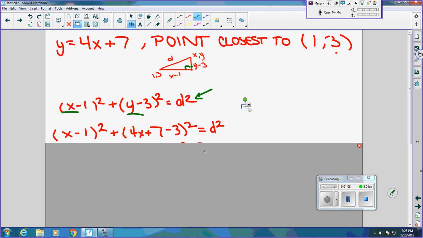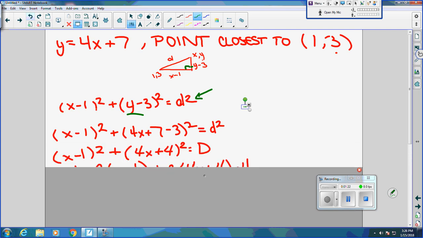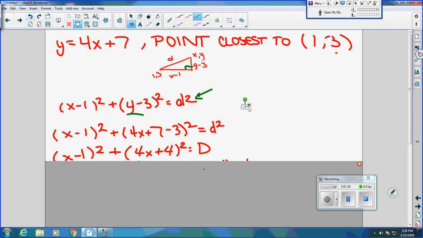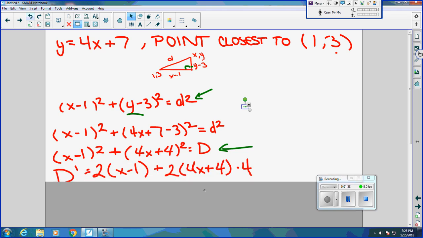Well, we're going to replace y with what? Well, y is equal to 4x plus 7 this time. So we'll replace that. When we do that now, we have an equation with a single variable, x. Well, all right, let's write capital D for little d squared, and let's write that equation here. Now it's a function of x, and its output is the distance squared. Well, if we're going to minimize the distance squared, we'll minimize the distance. So we'll take the derivative of said function.